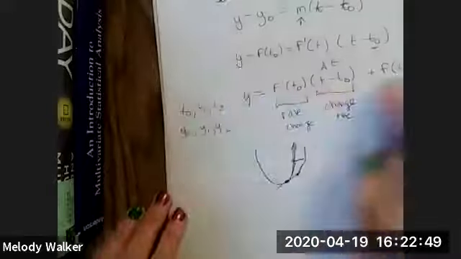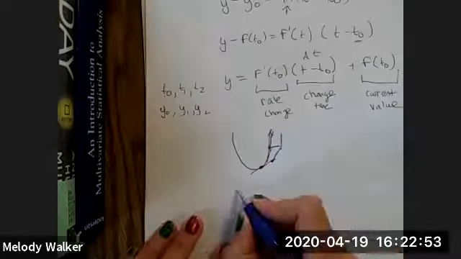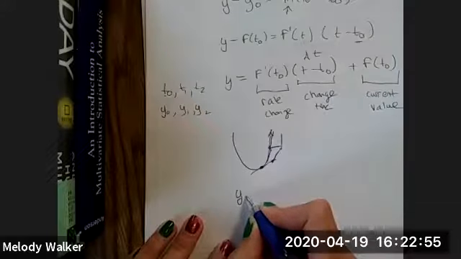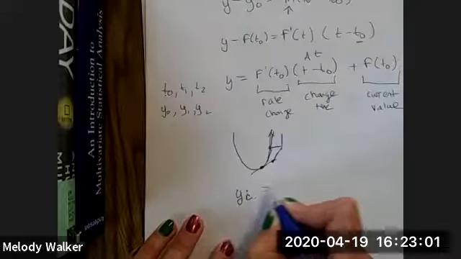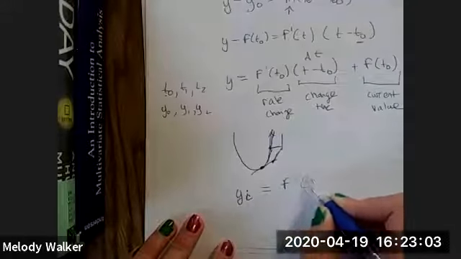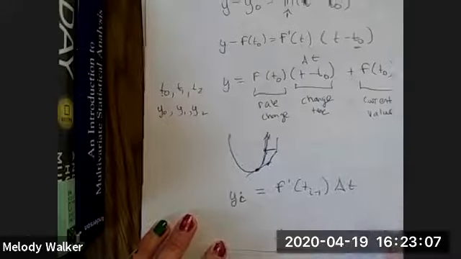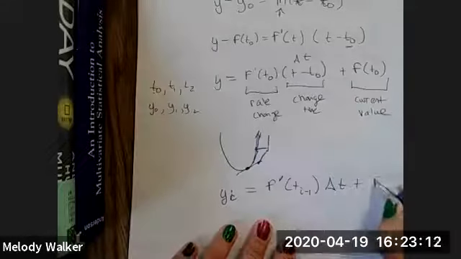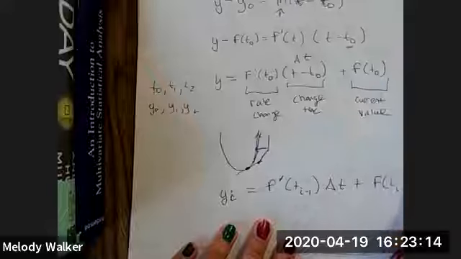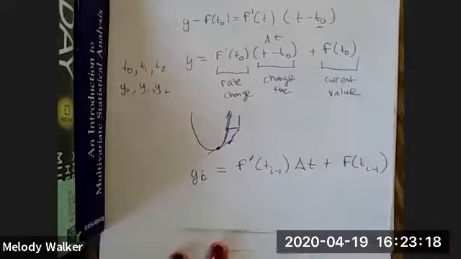And so I can write this as a recursive formula and say that I can find my next y value. So we'll just say, from my previous time period, i minus 1, times delta t plus, so this is the derivative, times my original function from the previous time step. So this is what Euler's formula is.